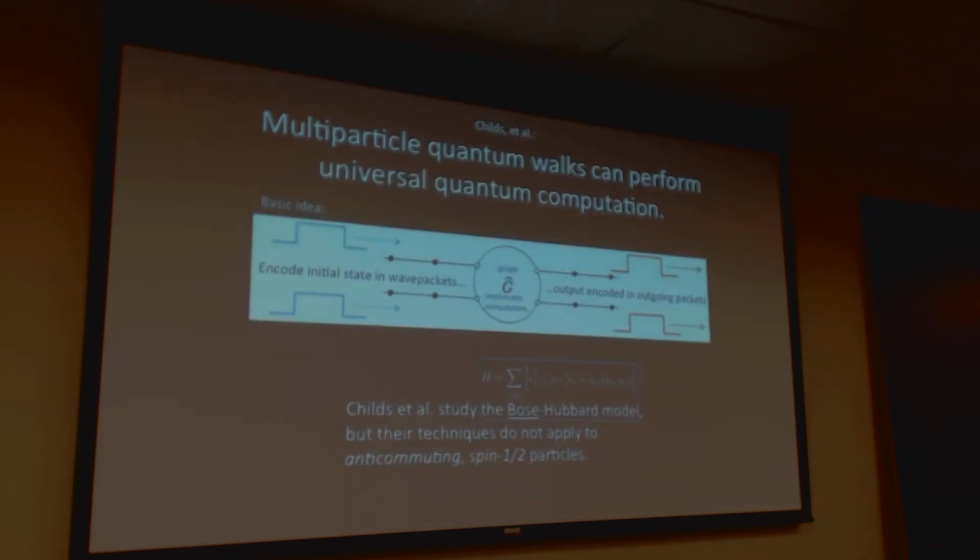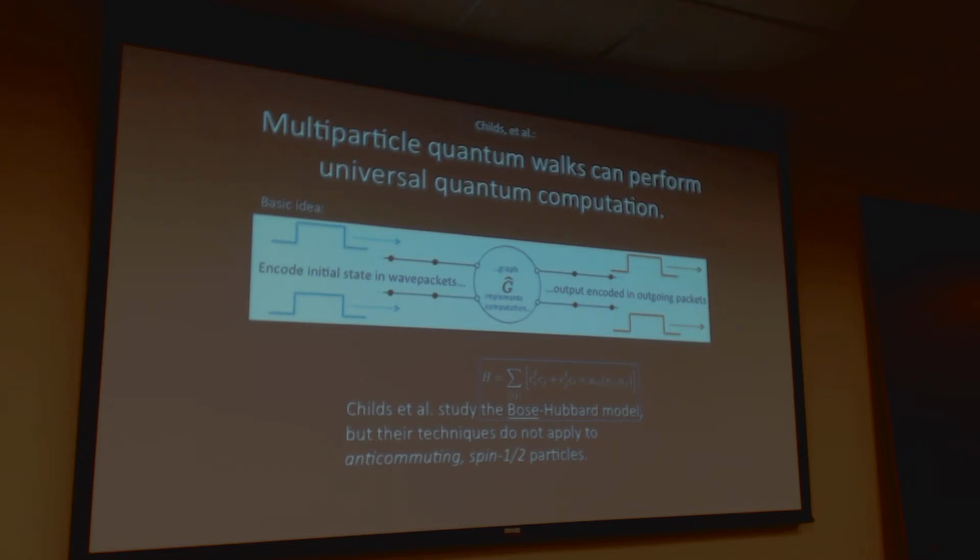The first is this idea of multi-particle quantum walk. Just to summarize this briefly, the idea is that you encode your initial state in these wave packets that are coming in on the left, and then through some complicated graph that you've constructed in the middle, you implement your quantum computation. This graph will contain all sorts of widgets and little motifs that you use throughout the graph to accomplish certain types of gates. And then your output is encoded in these outgoing packets coming out of this graph.